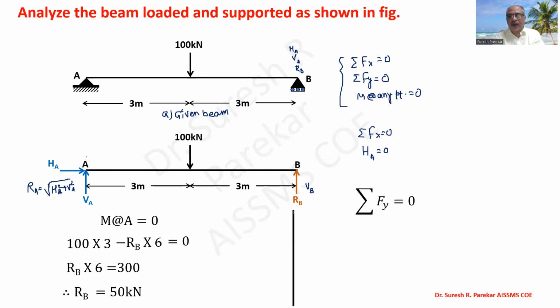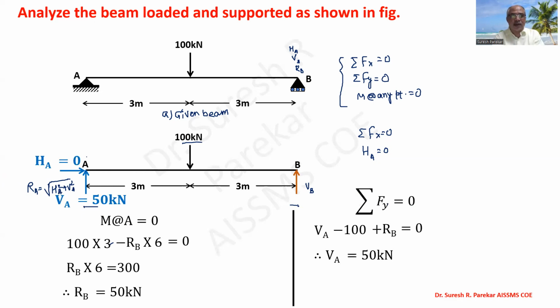Then we will apply Fy equal to 0, forces in the vertical direction. In the vertical direction we have VA, then the 100 kilonewton, and then RB. So VA minus 100 plus RB equal to 0, and from this we get VA as 50 kilonewton. So the values are VA 50 kilonewton, HA 0, and RB again 50 kilonewton. This is the solution of this problem.